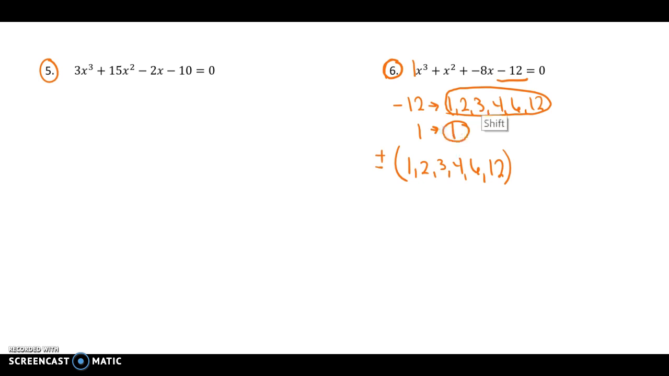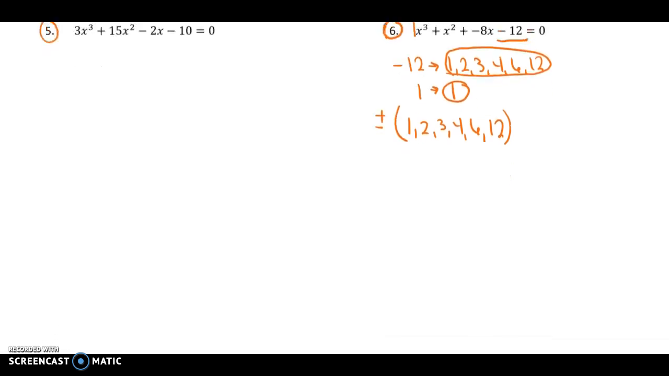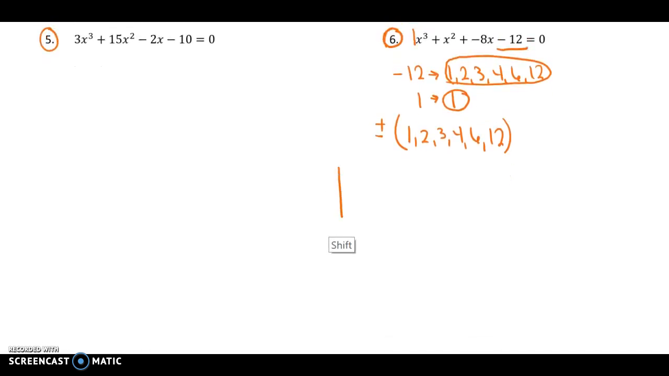So again, what I did is I took the factors of 12 and the factors of 1, the number in the front, listed here, and then I make fractions, and the factors of 12 will be the numerator and the factors of 1 will be the denominator. But when 1 is my denominator, I just have the same numbers, okay? So then what you're supposed to do is to start testing these numbers.